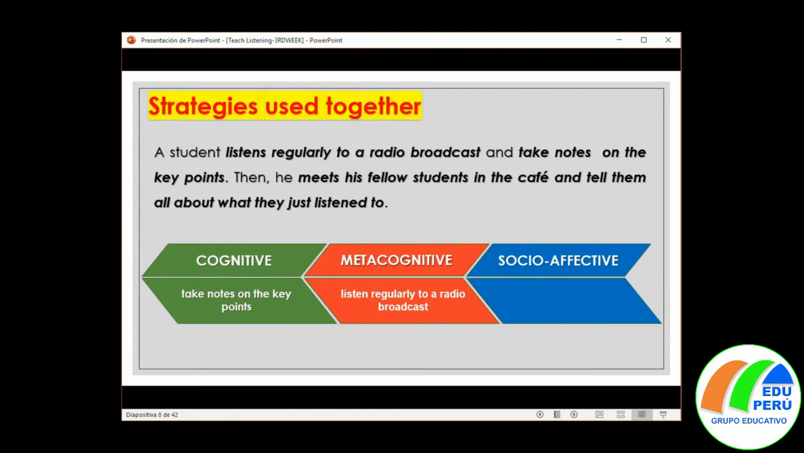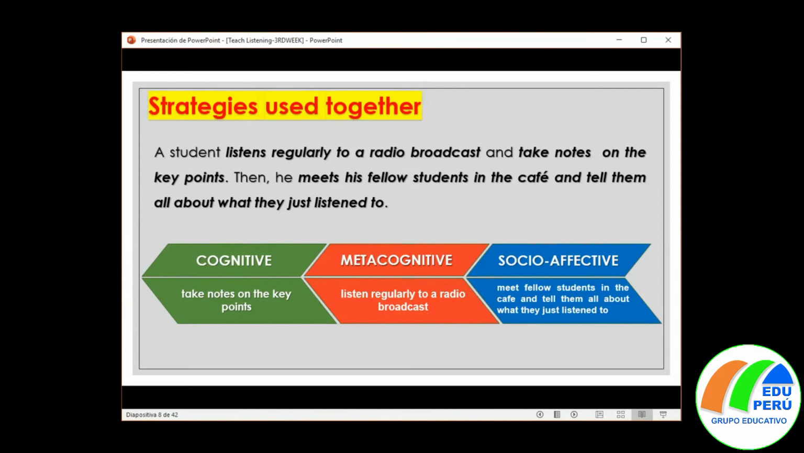And socio-affective, notice here the context. It's not in a classroom. Where does the person meet his classmate or fellow students? In a cafe. Notice, it's like they were chatting, right? They were talking, they are friends. And he started talking about what he listened to in the radio broadcast. That's why it is the socio-affective. He meets a fellow student in a cafe and tells them all about what they just listened to. So this is the socio-affective.